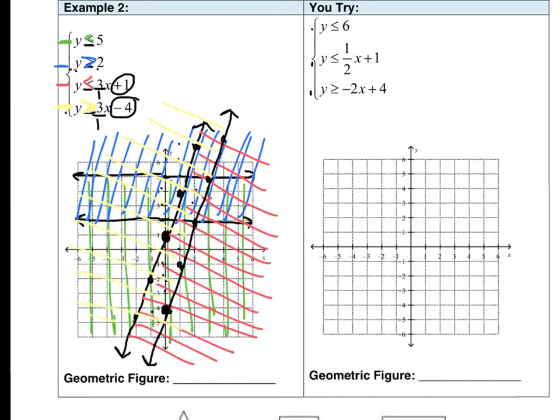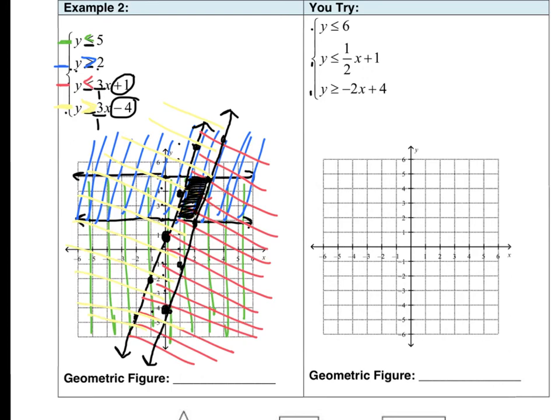Now, it's starting to look a little crowded. And if you don't have 4 different colors, then hopefully you can see where all of your shading parts have been overlapping. But what we're looking for is where we have all 4 colors. And the place that happens is right here. So I'm shading all of that.